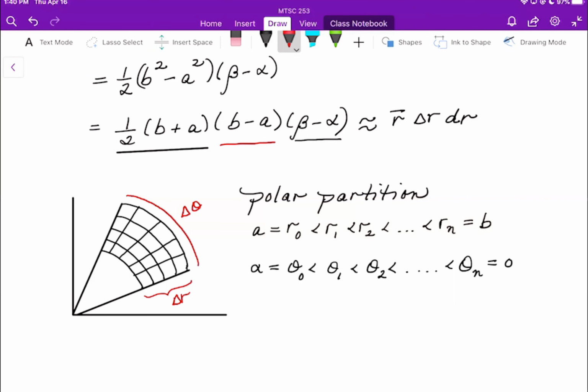So this one little piece right here might be a delta theta, and that one little piece might be a delta R. Okay, so now we're going to take a selection. That means on every polar rectangle, I'm going to choose one point.